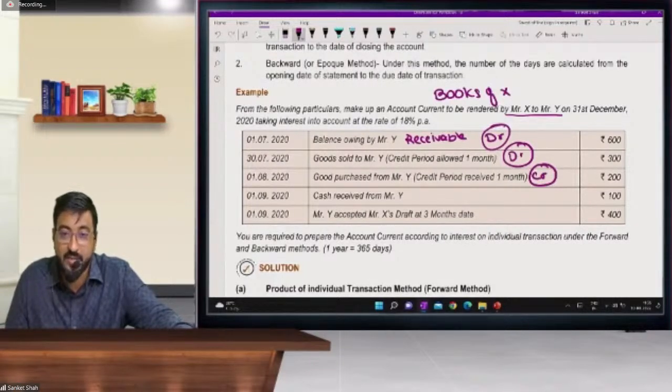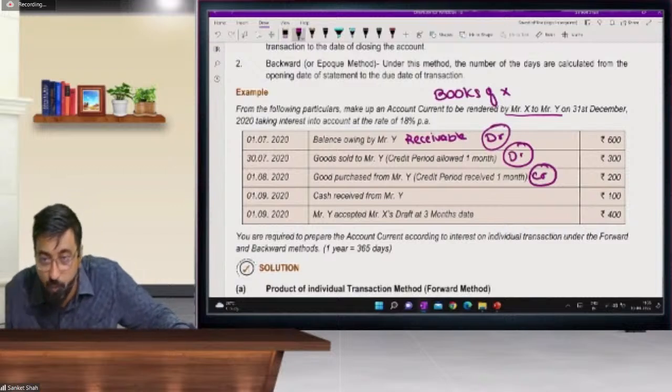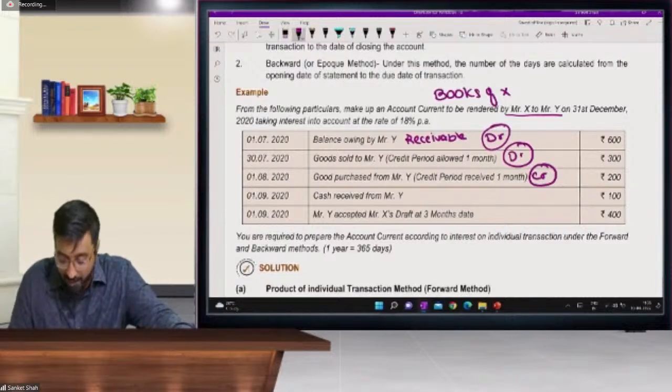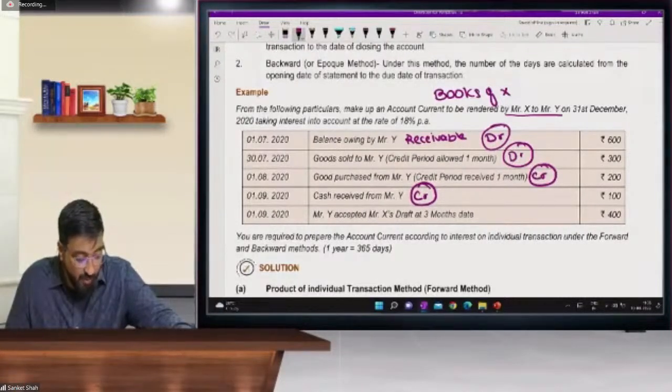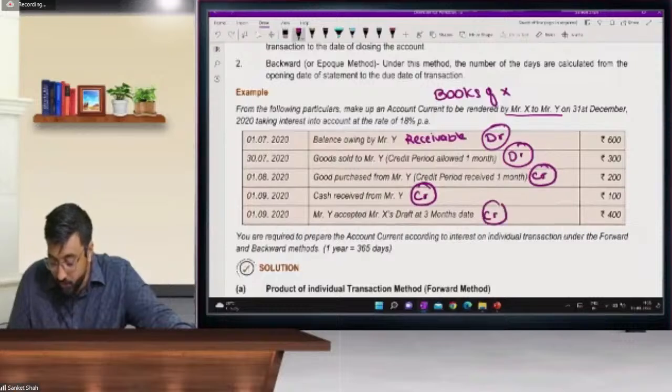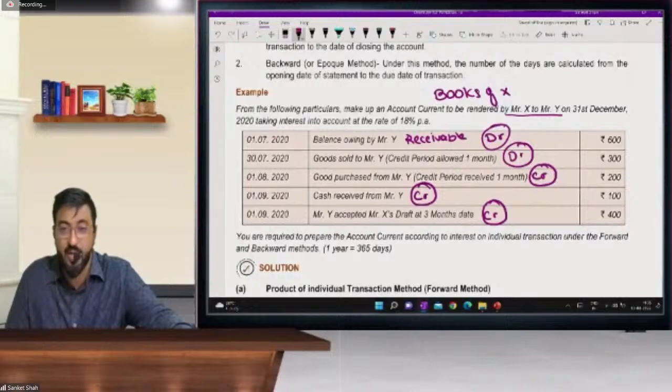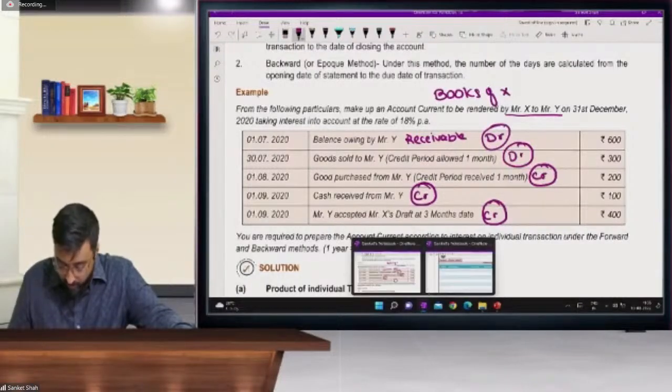In the X book, purchases to Y, so Y is credited. Cash received from Y, so cash account debit, to Y. So we credited Y. And Y accepted bills, so it is bills receivable. Bills receivable account debit, to Y. So this is also, beta, we credited Y. Very simple. Okay, let's understand. Now we are going to solve it.